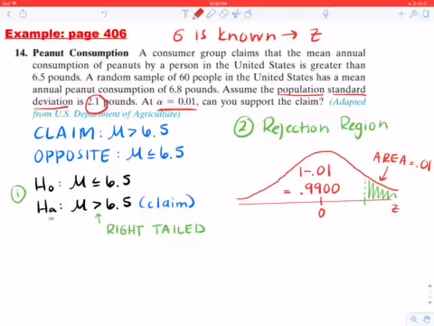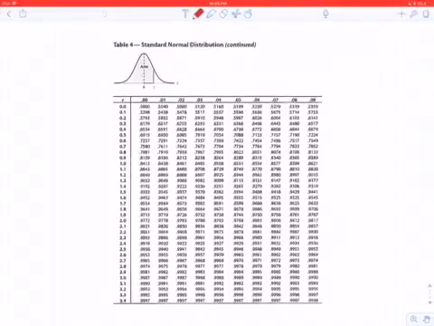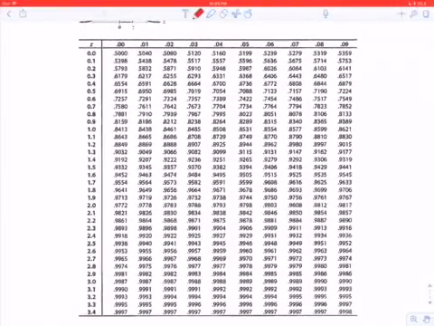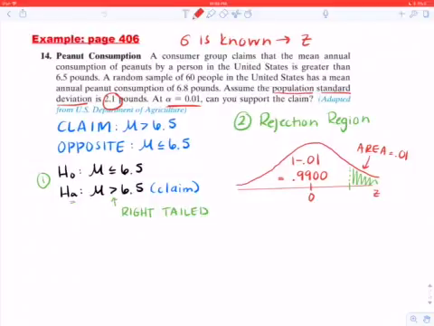Okay, so I'm going to go to my standard normal table with an area of 0.99. I'm going to get as close as I can to that area of 0.99, and that's going to happen right here at 0.9901. And that's going to correspond to a Z-score of positive 2.33. All right, so that's going to tell me my critical value is 2.33. And the rejection region would be anything greater than 2.33.